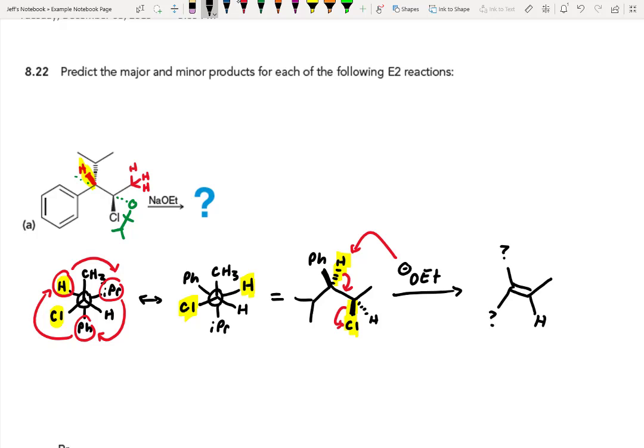Which group is going to go where? Well, we know the leftover groups that we have on that side are the phenyl group and isopropyl group. So the question is, will the phenyl group be on the same side as the methyl group or the same side as the hydrogen?